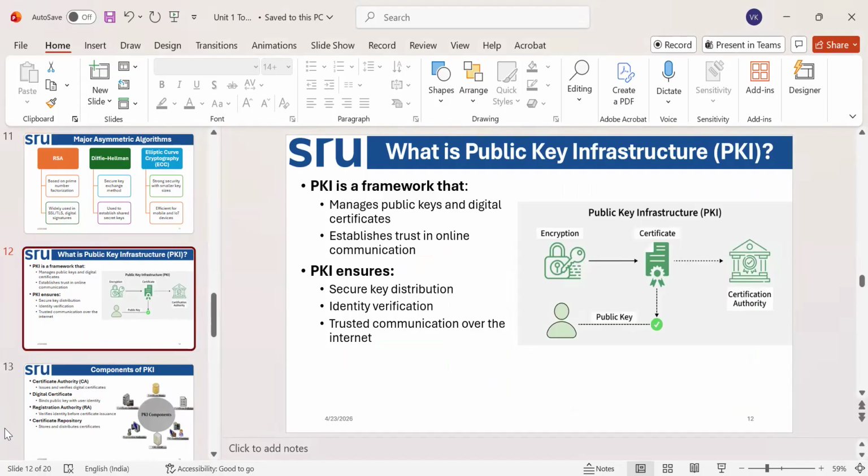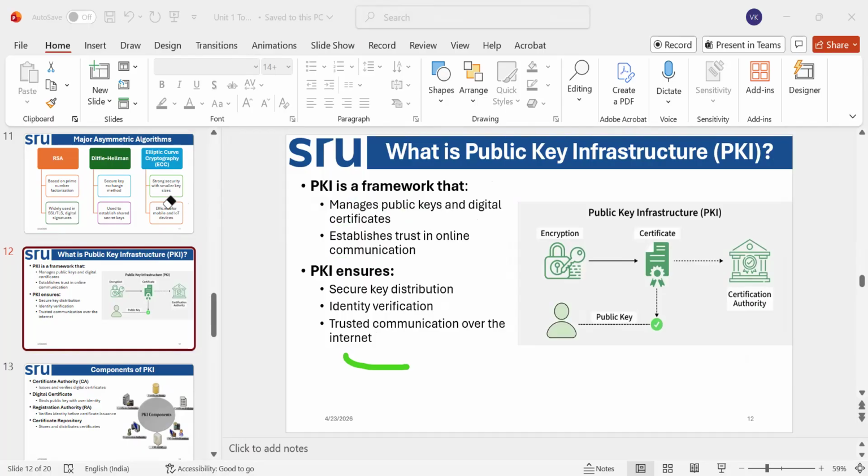Public key infrastructure is a framework that manages public keys and digital certificates and establishes trust in online communication: secure key distribution, identity verification, trusted communication over the internet, right? That's why it builds trust in online communication.